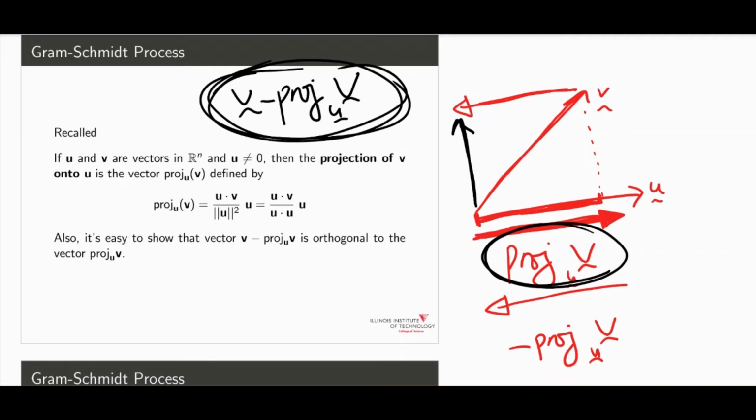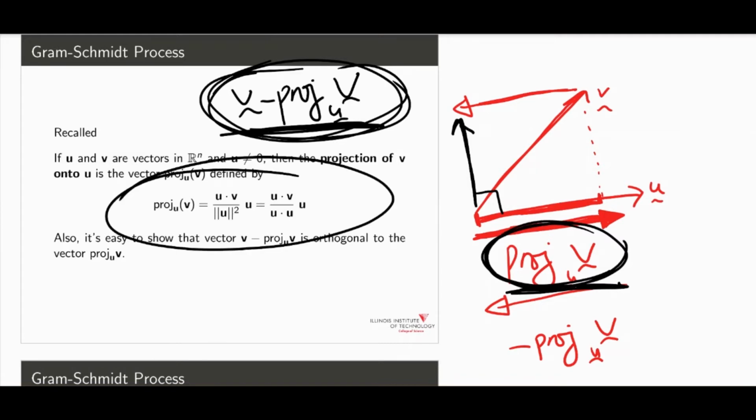You can kind of see the way I draw it that this is the case, but we can't really prove things using a picture. The way we verify it is we take the dot product and show that the dot product between these vectors is 0. This is what we have seen before, and we have also figured out how to actually compute this projection vector, and that's the formula.